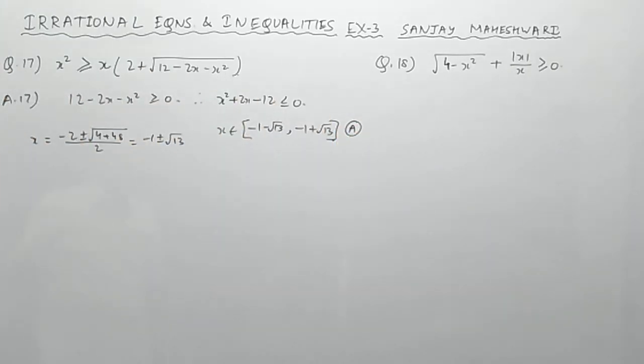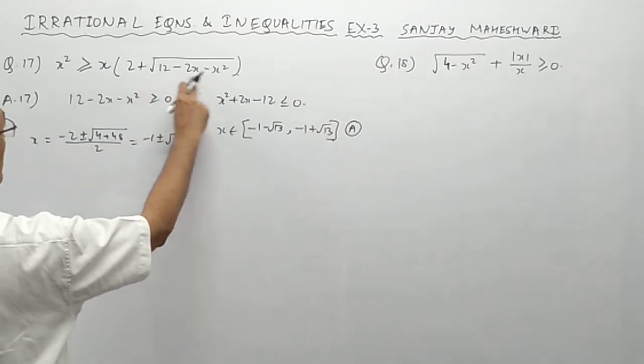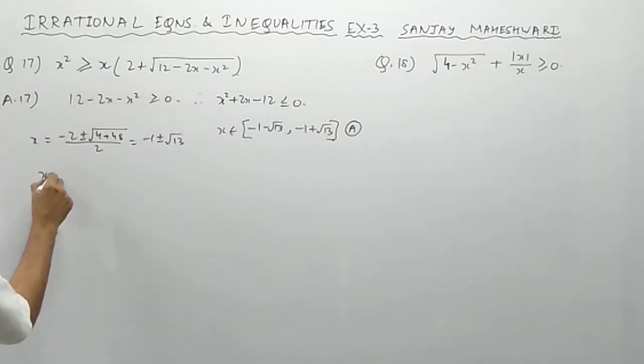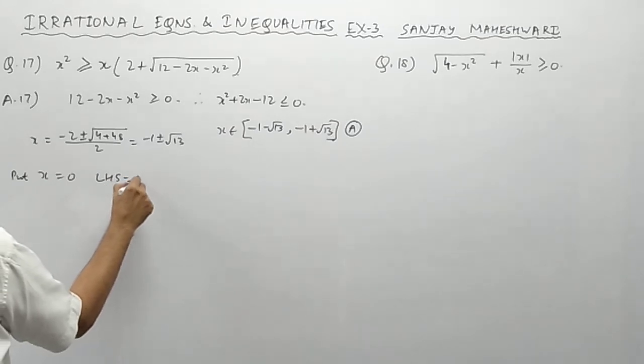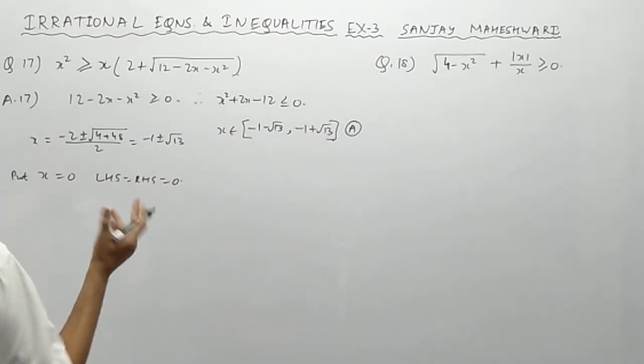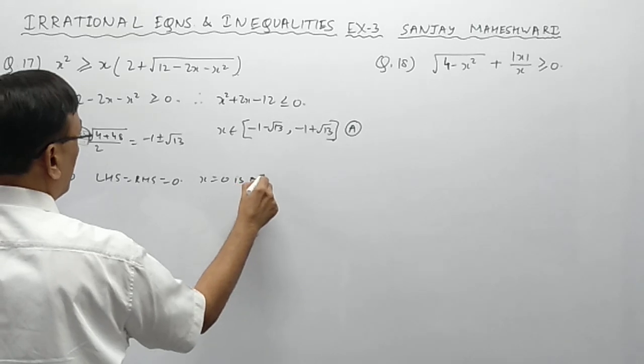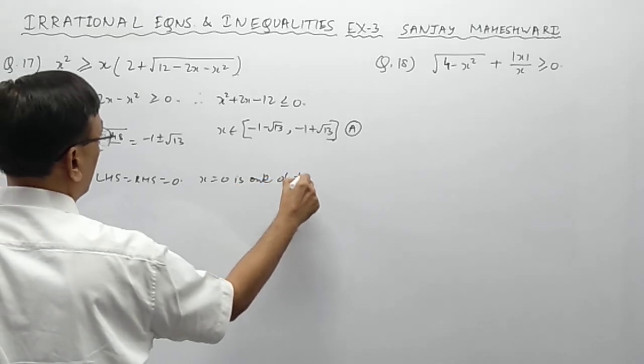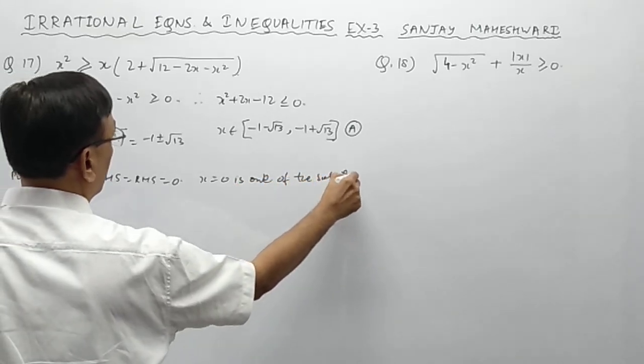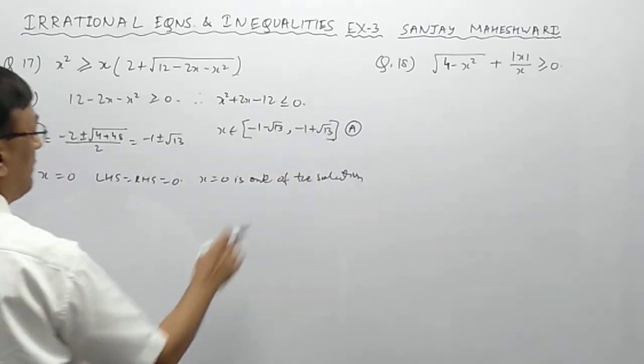Let us put it by A. This should always be met, otherwise we will be in difficulties. Now let us start with x equal to 0 first of all. If x is 0, the entire part is 0. Put x equal to 0, LHS equals RHS equals 0. So 0 is one of the solutions, and 0 is satisfying A also.